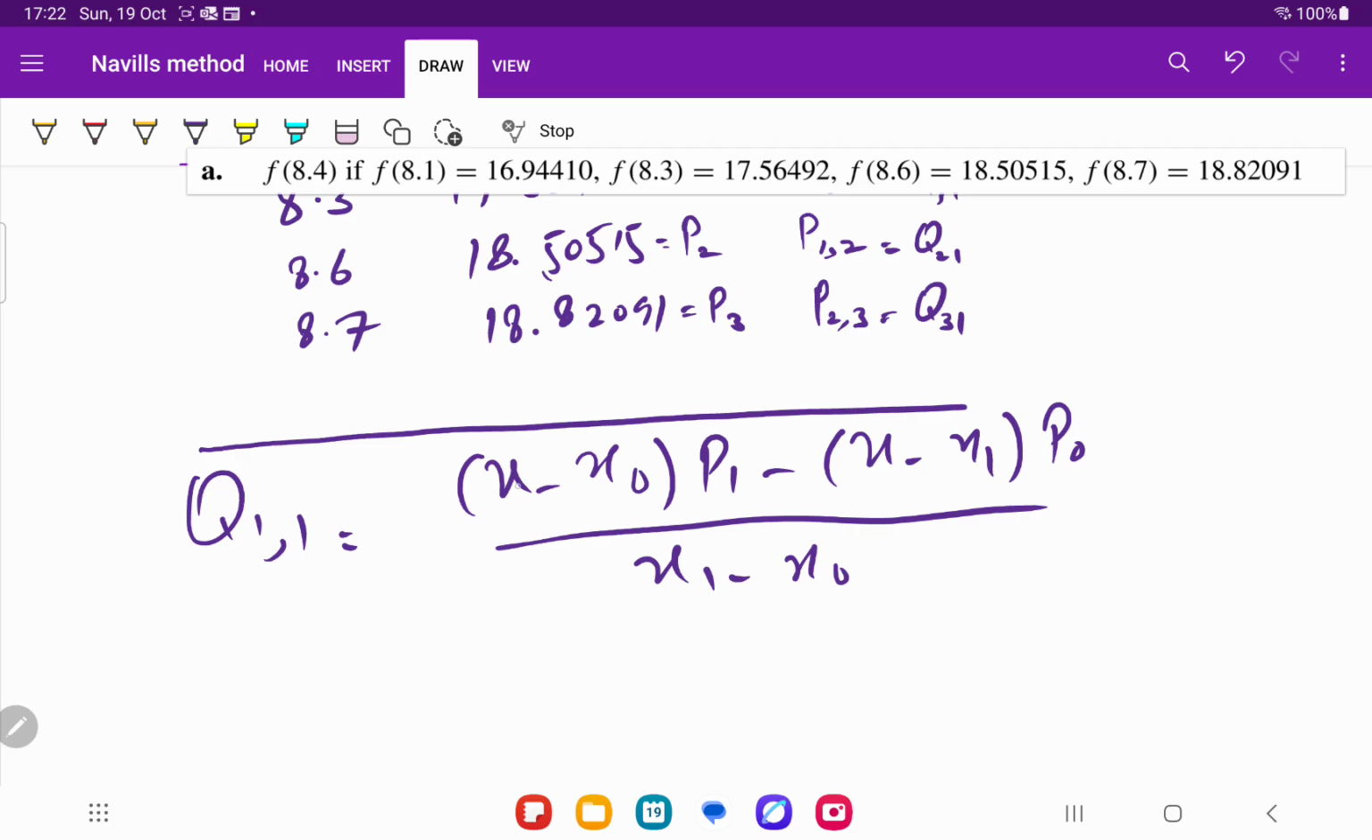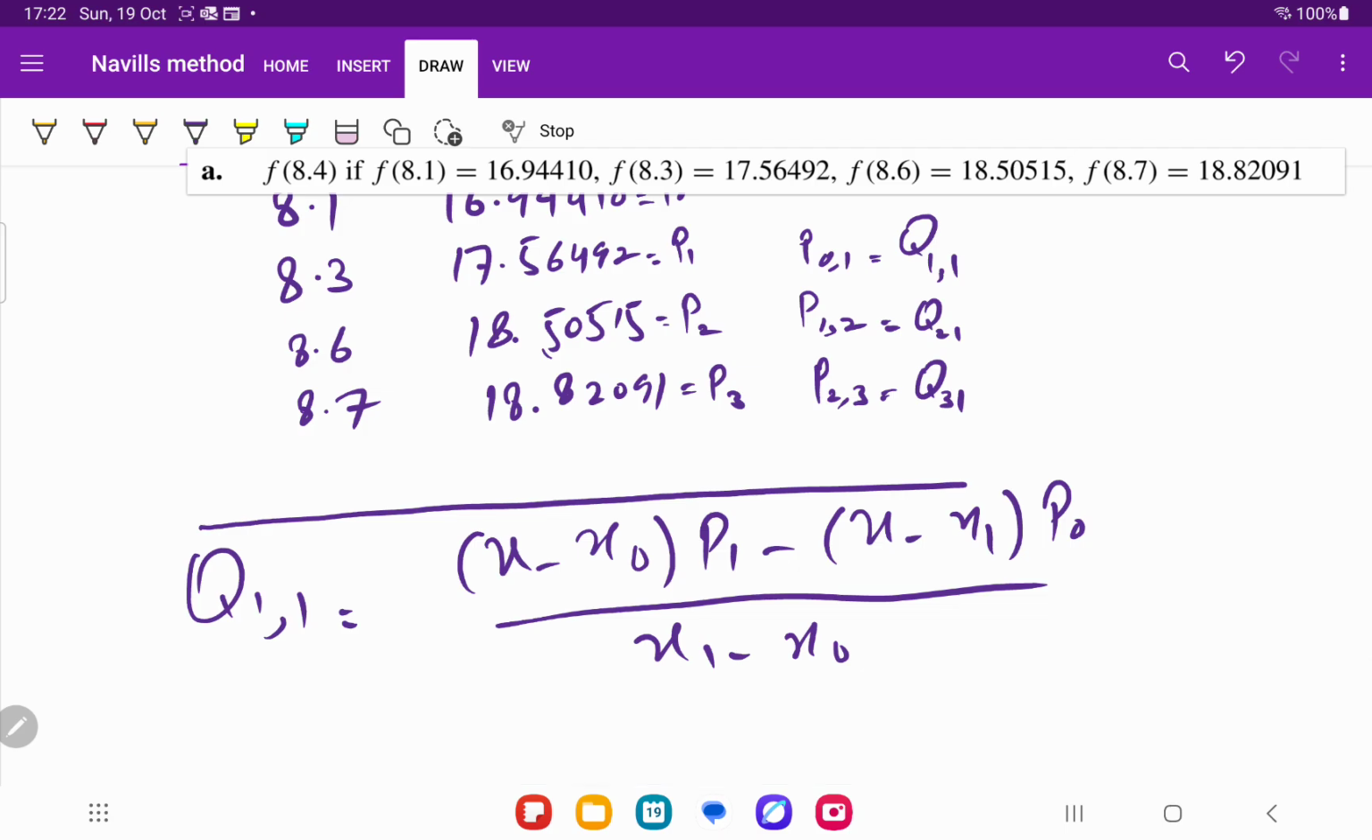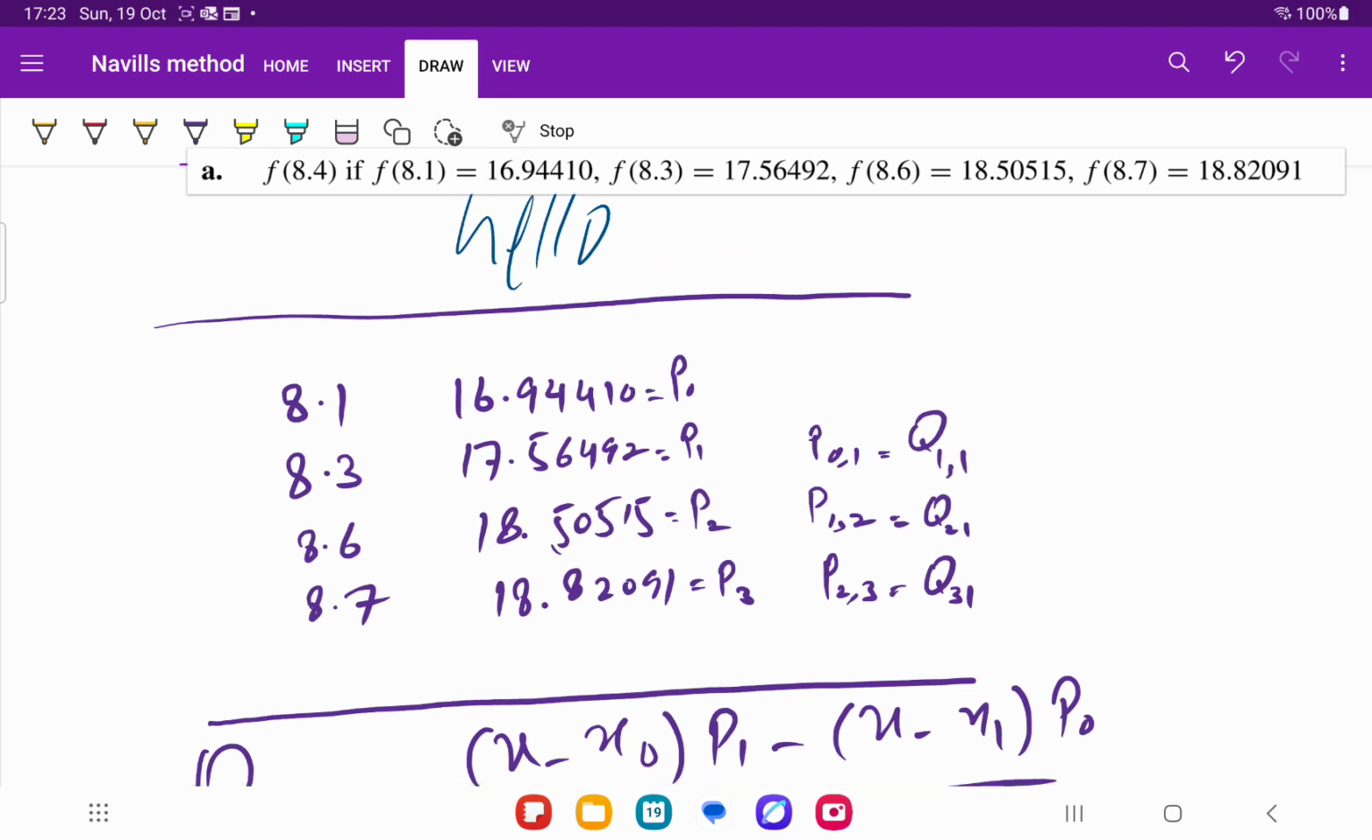Now we just need to identify what x is according to the given question. According to the given question, what is x? If you see at the top, the first number which is written, f of 8.4. So 8.4 is your x. Okay, f of 8.4, it is written that? Yeah. So that is called your x, 8.4. Okay. So your x is 8.4.